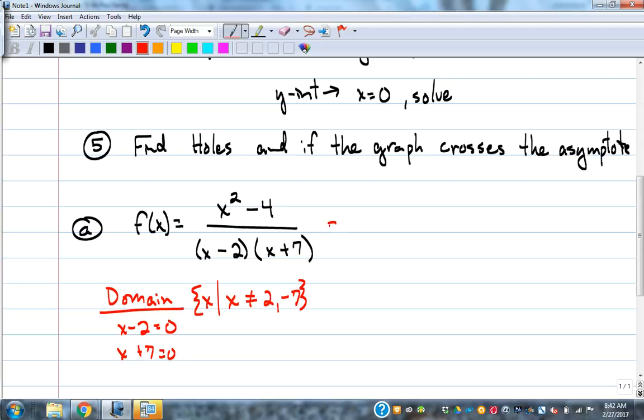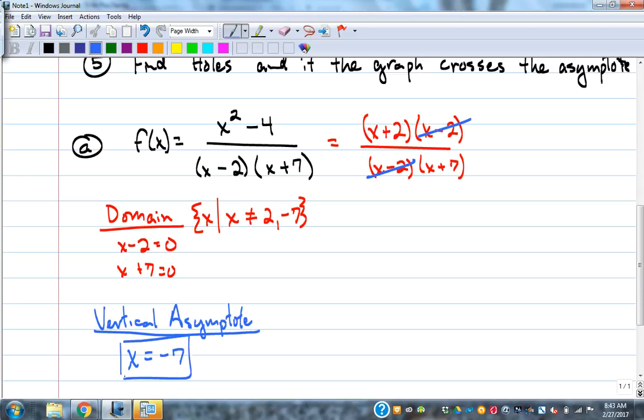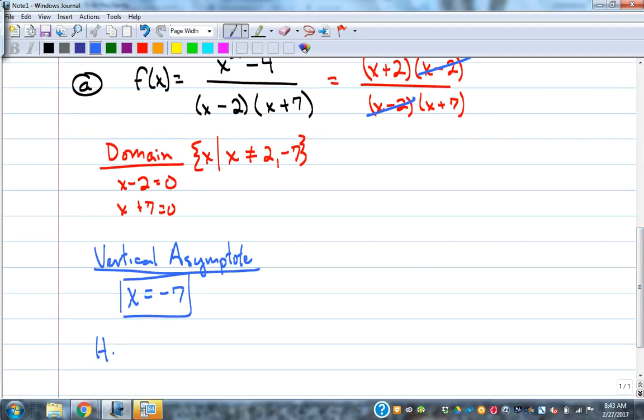The next thing to do would be simplify it. We need to look at that numerator and ask, can it factor? Yes, it's x plus 2 times x minus 2, because it's a difference of squares. The x minus 2's are going to cancel out. That's going to give us a vertical asymptote at x equals -7. It also gives us a hole at x equals 2.